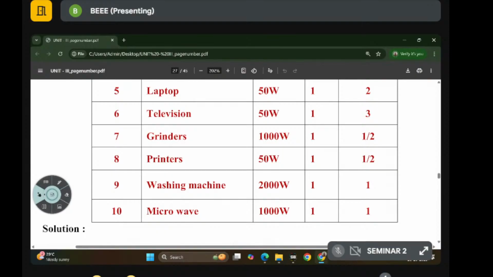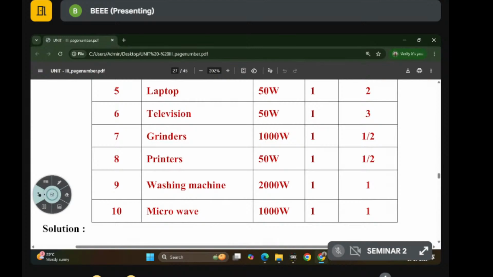Multiply first the number of appliances into wattage. You will get the total wattage. First you do that, 1 into 10 into 5, first one, okay? 10 into 5, like that.